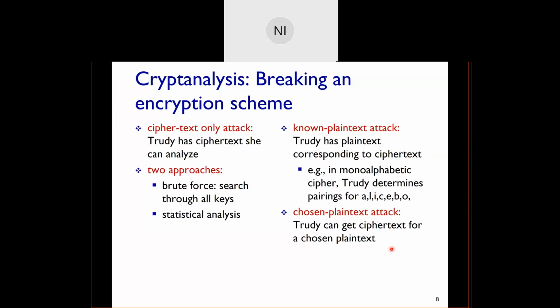And on the extreme side comes the chosen plaintext attack. Here you need to know the actual algorithm used, including all the parameters that are actually applied. So this is very difficult to launch.